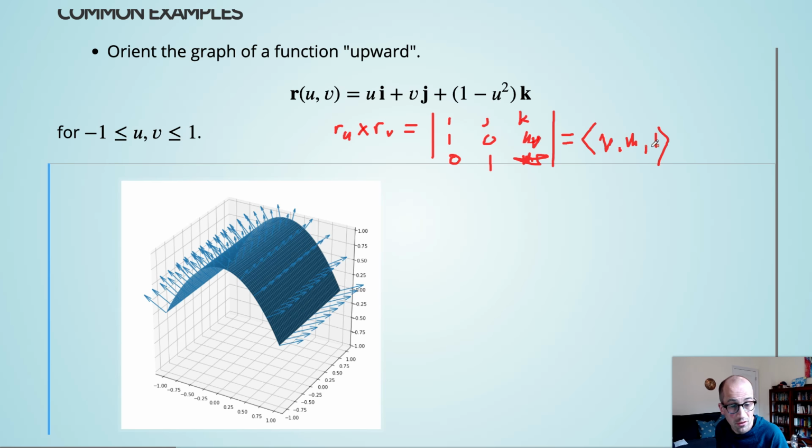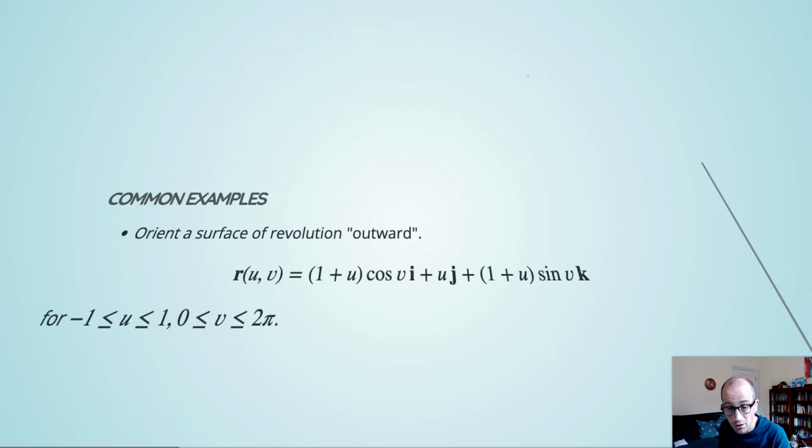Notice for the K component of the cross product, it's just 1 times 1 minus 0. So that's always going to be 1. In other words, the K component of my normal vector here will always point upward, if I orient it U for the first component, V for the second component, and so on. So that's a typical way to orient the graph of a function.